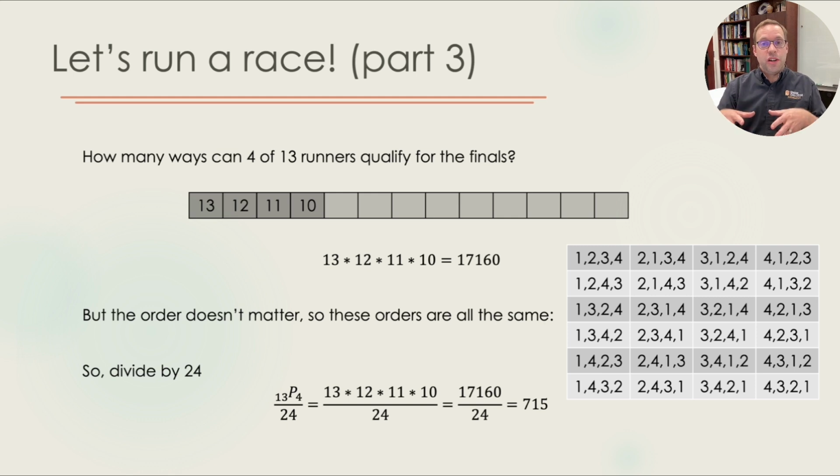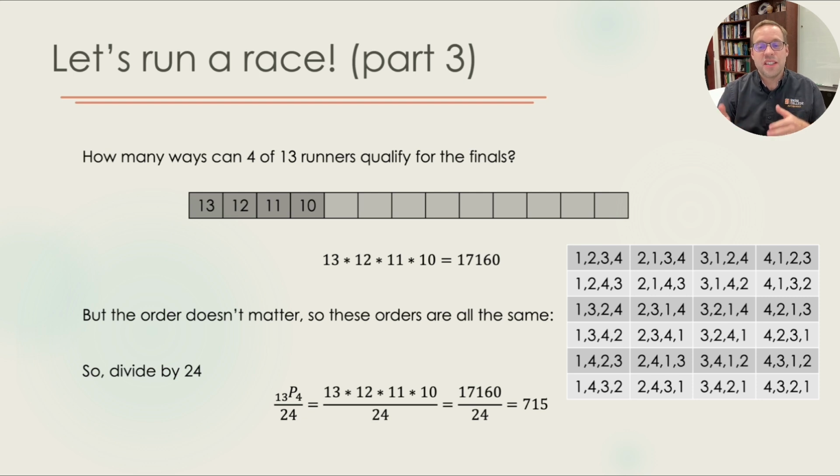So if we have 13 runners and we're going to do a permutation of the first 4, that'd be 13 times 12 times 11 times 10, which is 17,160. And then we're going to divide out the 24 different ways that they can be rearranged.